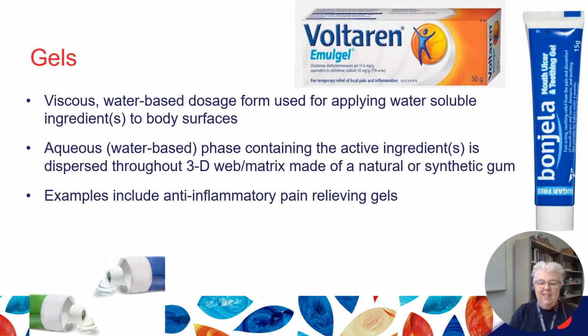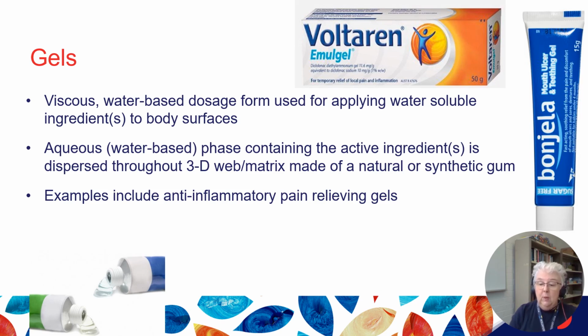So gels are viscous, that's another word for thick, water-based dosage forms used for applying water-soluble ingredients to body surfaces. They can go over a large area very easily, and they can also go on hairy skin very easily because they don't clog up the hair. It's a water or aqueous-based phase containing the active ingredient, and that is dispersed through a 3D web matrix, and that's made of natural or synthetic gum. So gels are a big area of study in pharmaceutics.